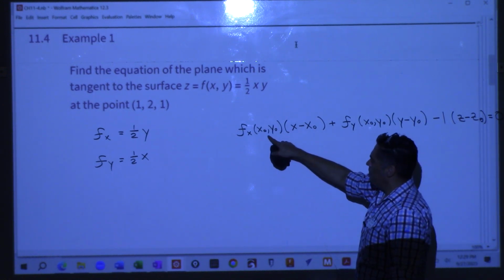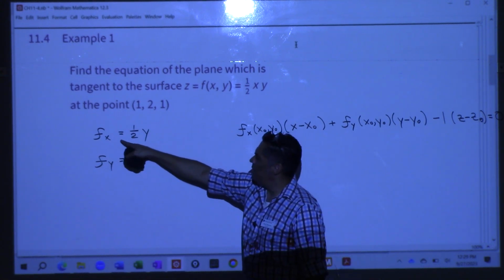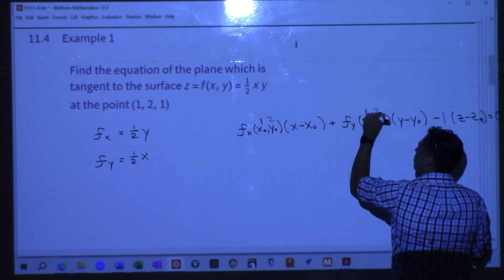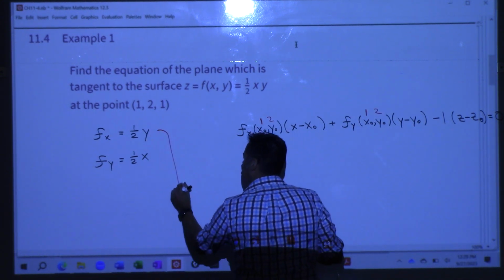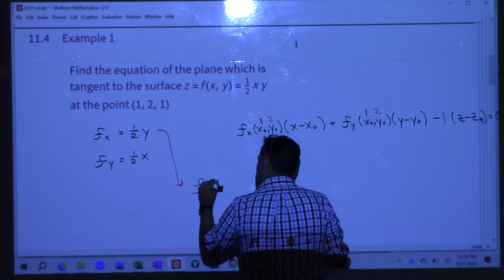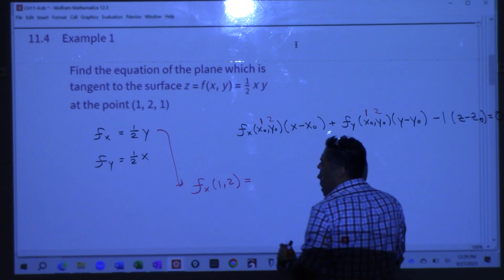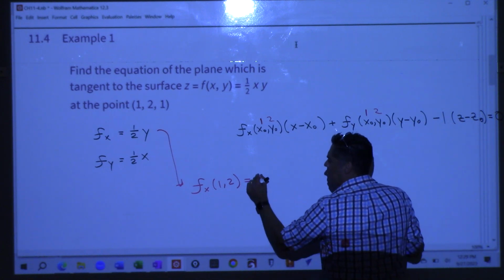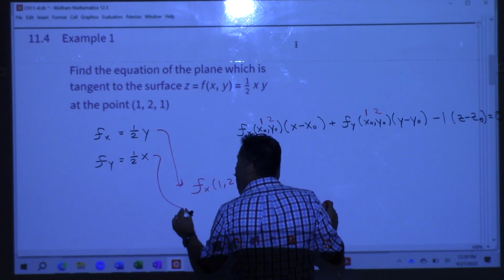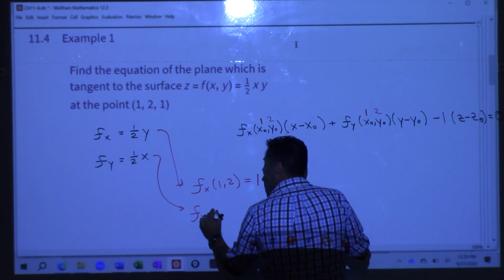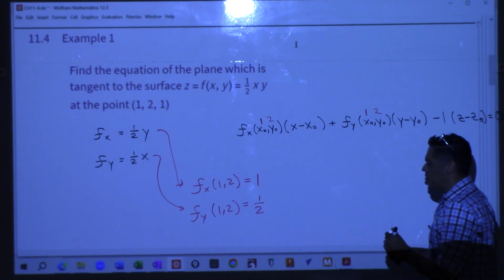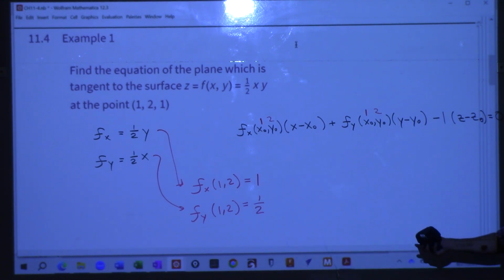What does this mean? I take this and plug into it what values? 1, 2, right? So I want to take this right here, and I want to plug into this 1, 2. 1 for x and 2 for y. Well, there is no x in there, right? So this should just be 1. Okay, and then we also need this one, partial of f with respect to y at 1, 2. And what's that going to be? 1/2, replacing x with 1. And look, that's it. We can plug everything in now.